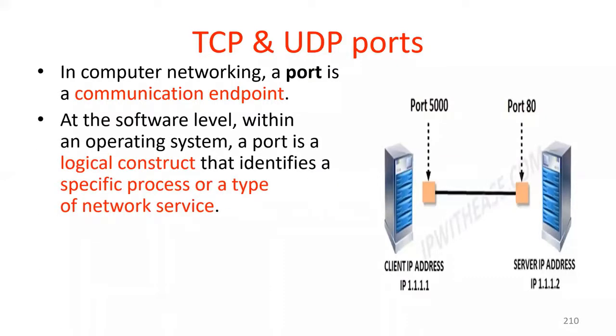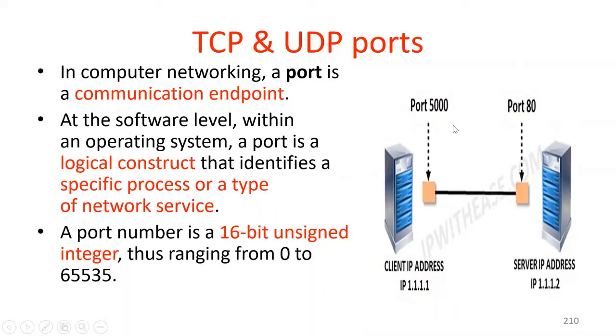And then at software level, within an operating system, a port is a logical construct that identifies the specific process or type of network service. In order to identify the specific process, you use one logical construct, which you call the port number. Here, 5000 is used for some special purpose, and 80 is also used for some special purpose. The port number is a 16-bit unsigned number.